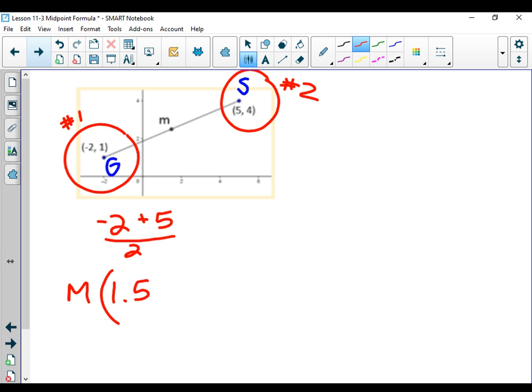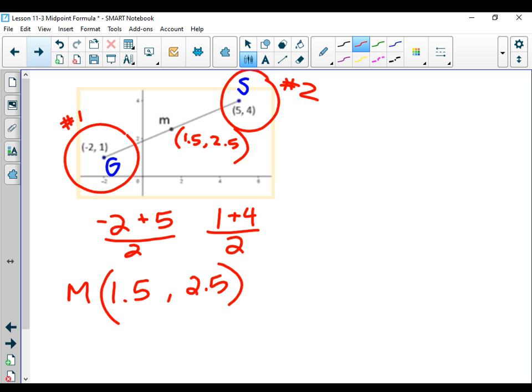Y from group 1, 1. Y from group 2, 4. 1 plus 4 is 5, divided by 2, 2.5. Which means the middle, if I'm stopping for some ice cream between Godiva and Sophie's house, 1.5, 2.5 is a really weird spot, which I don't think I could have found by just looking at it. So I had that formula as backup.